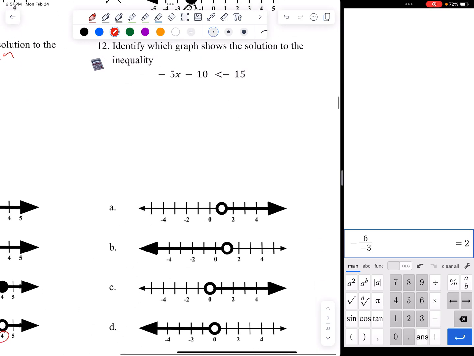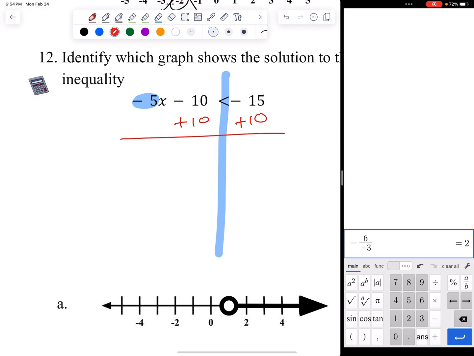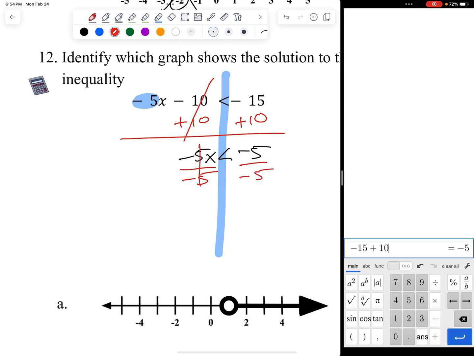All right, same thing right here. Everything's open. Notice I'm already seeing that I'm going to divide by a negative because I see a -5 stuck to my x. So let's see, two-step equation or inequality. I'm going to add 10 to both sides so that these go away. I got -5x less than -15 plus 10, and I got -5. Divide both sides by -5, and I got x is greater than +1.